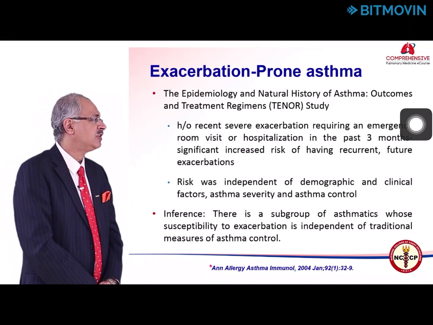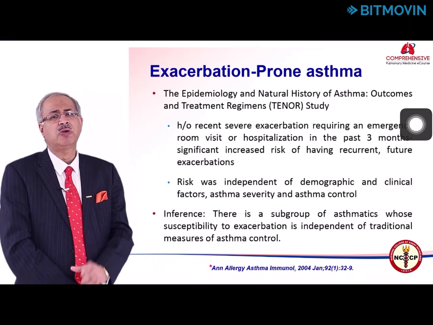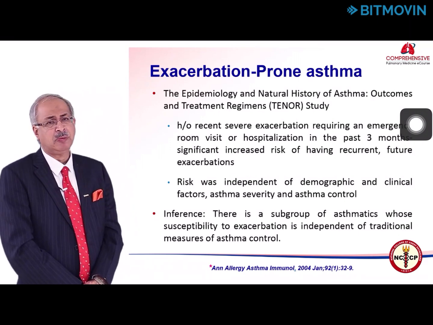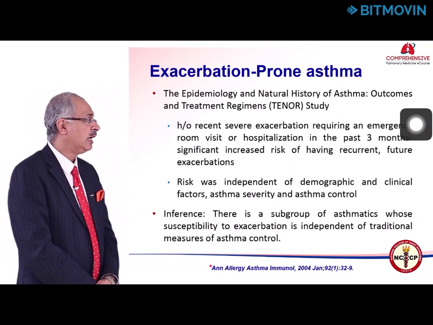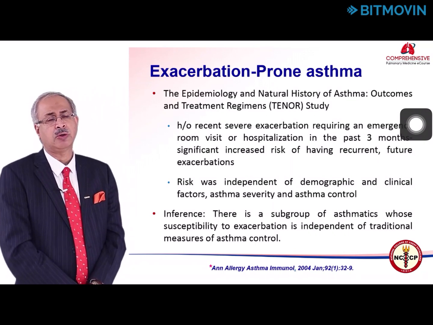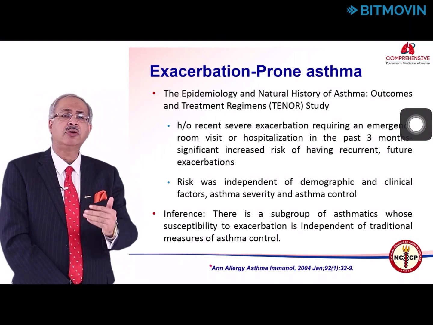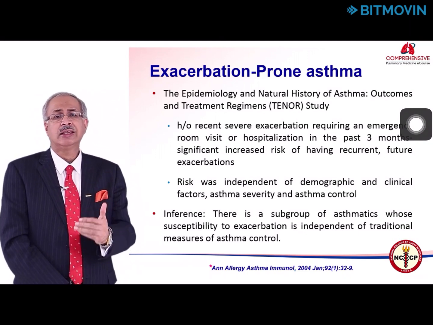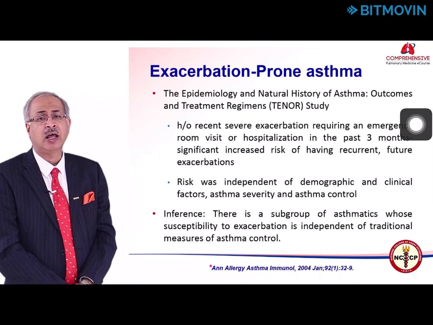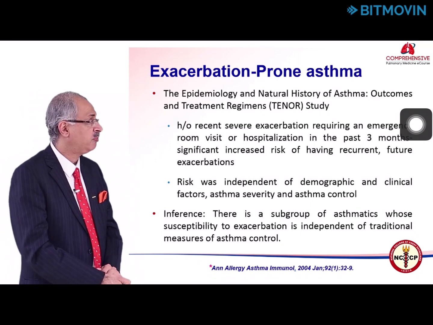What it simply says is that there is a small subgroup of asthmatics whose susceptibility to exacerbation is independent of traditional measures of control. That means they have a genetic predisposition or an endotype where you will see that more and more exacerbations will occur compared to the other group of people.